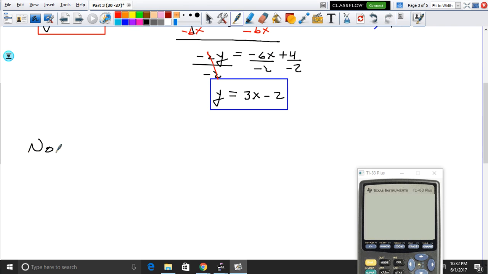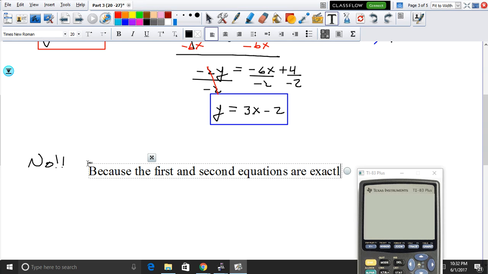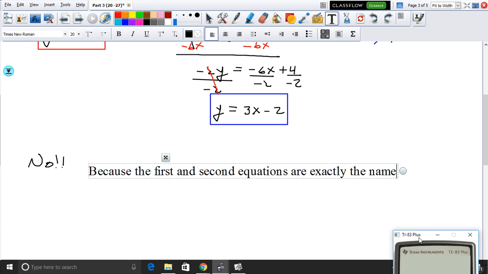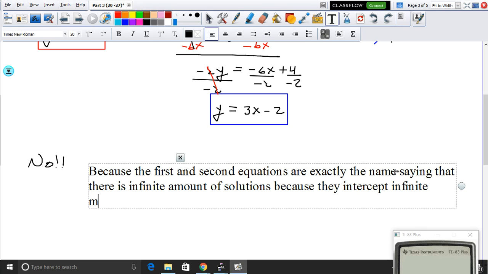So, no. I'm actually going to type this. No, he's definitely not correct. Now, why? Well, pretty much it is because the first and second equations are exactly the same, which pretty much says that there is an infinite number of solutions because they intersect infinitely many times.